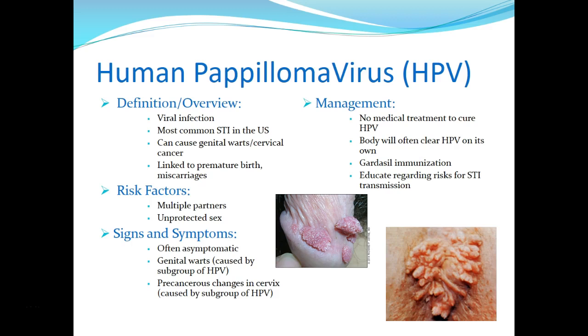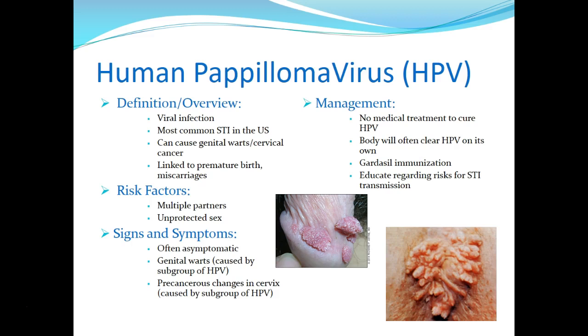Genital warts are caused by a subgroup of HPV. So you might see warts, but not with everyone, because the genital warts are caused by a different subset of the HPV virus. So if you don't have that particular subgroup, then you might not see the warts. You can also see precancerous changes in the cervix, and that's also caused by a certain subgroup of the HPV infection. There is no treatment for HPV.